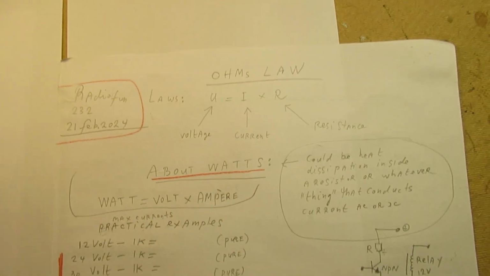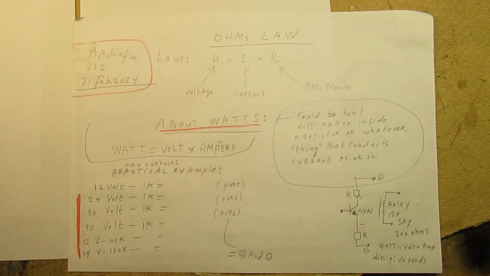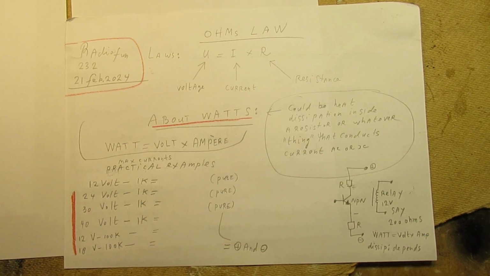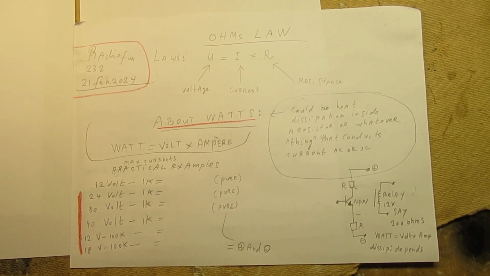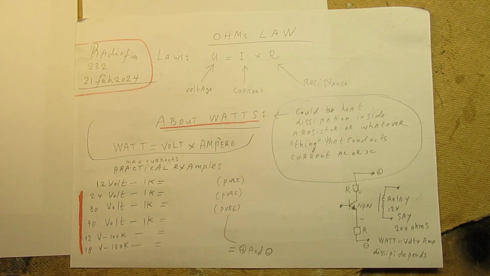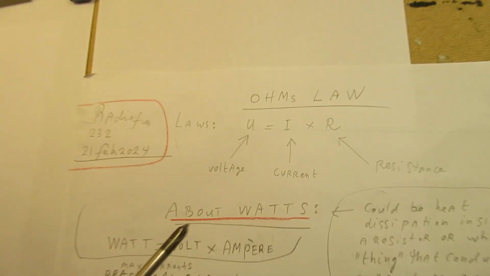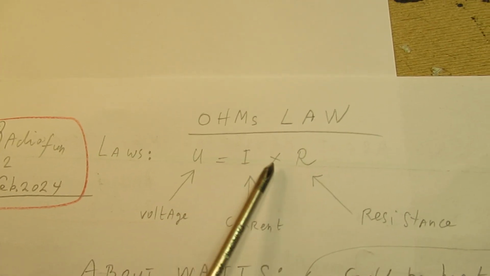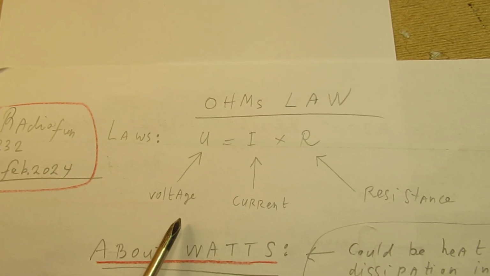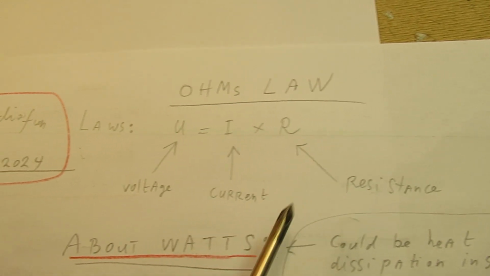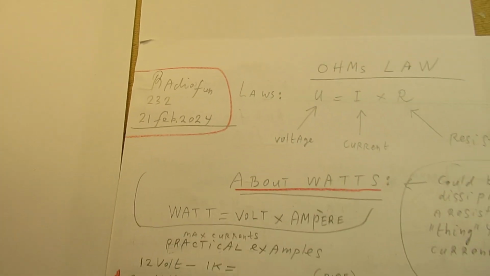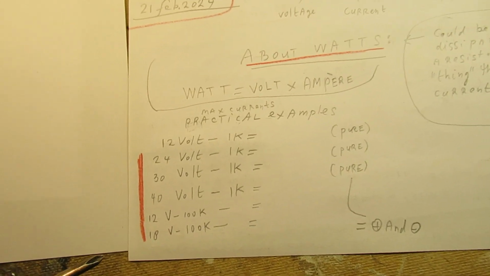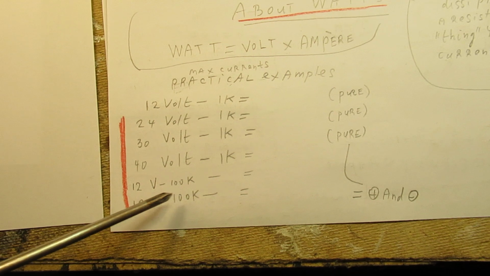Here is the other part of this video where I wanted to talk again about resistors. Ohm's law is here again. U is E multiplied by R. Voltage is current multiplied by resistance. And well, here are some examples. You must calculate them yourself.